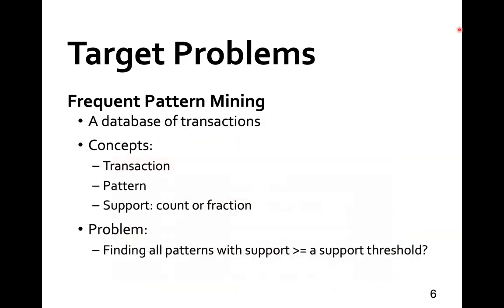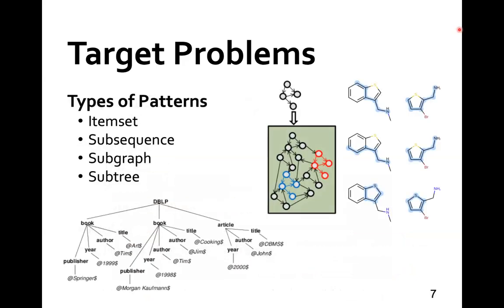Here is a recap of the concepts in frequent pattern mining. We have a database of transactions, and we want to find those patterns that are covered by a significant number of transactions in our database. We remark that the pattern type is not limited to item set. Depending on the database type, a pattern can also be a subsequence, a subgraph, or even a subtree.